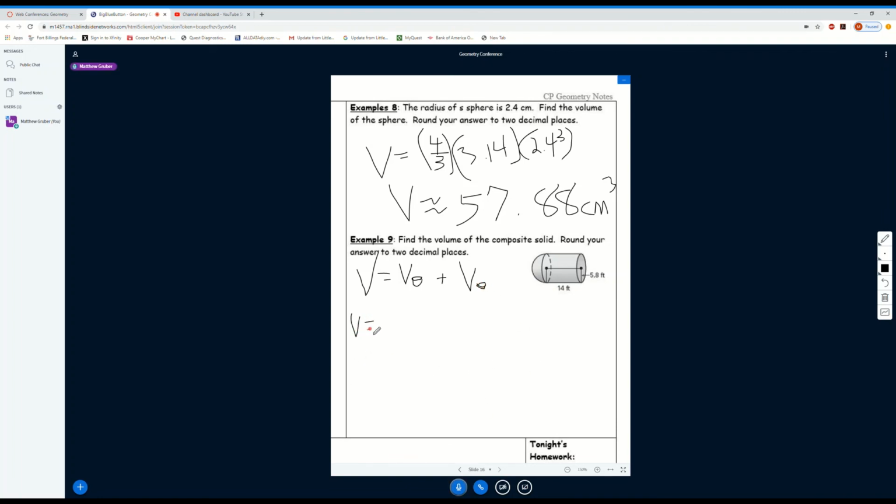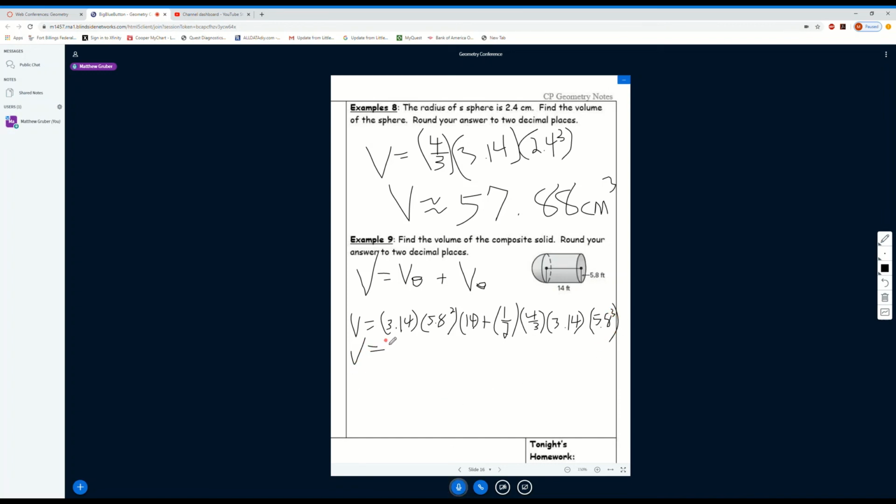So, volume of a cylinder is pi times the radius squared. The radius of the cylinder is 5.8 times the height. The height of that cylinder is 14. Plus, now remember, it's half a sphere, so it's going to be half the formula for a sphere. So 1/2 the 4/3 times pi times the radius cubed. The radius of the sphere is the same as the radius of the cylinder, so that's going to be 5.8 cubed. So now it's a calculator problem.